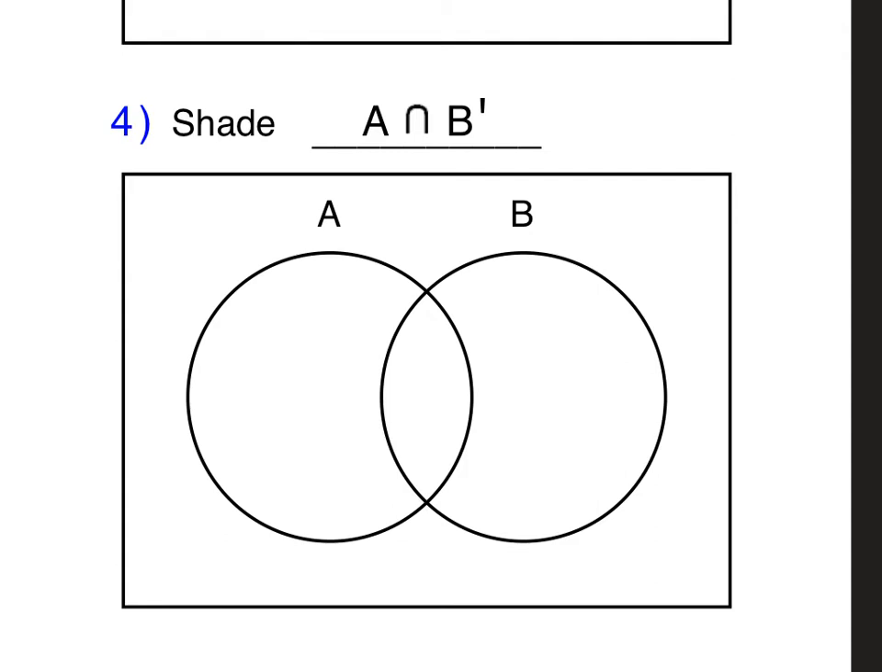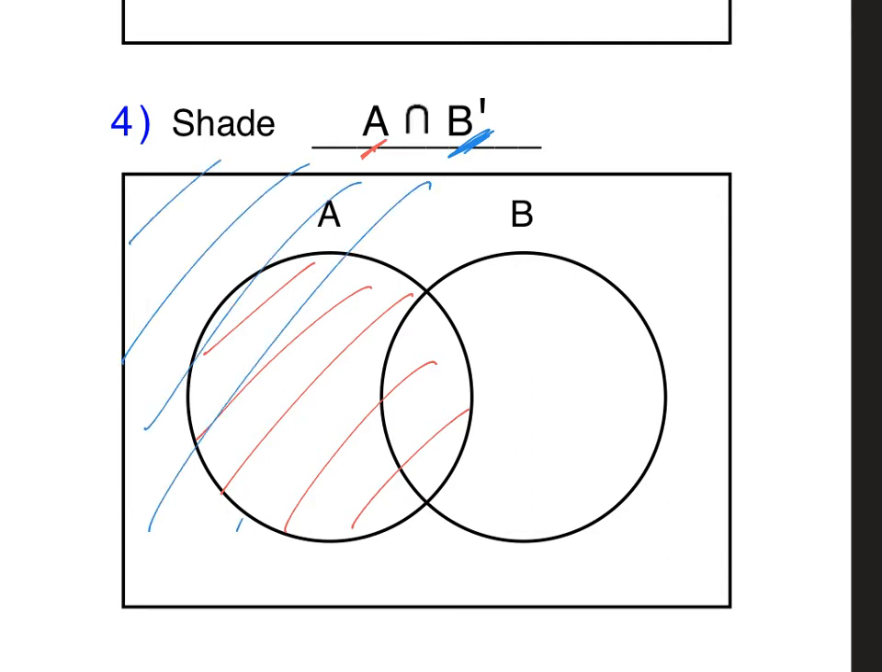Let's look at a problem that now involves both the intersect and the complement. So A and not B. So we'll again lightly shade set A, and then we're going to lightly shade not B, so the complement of set B. So we're looking at this region.